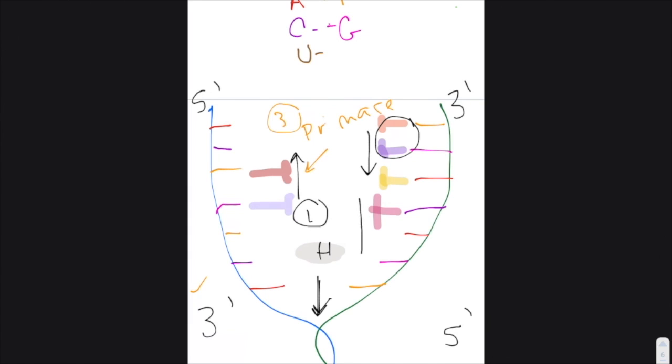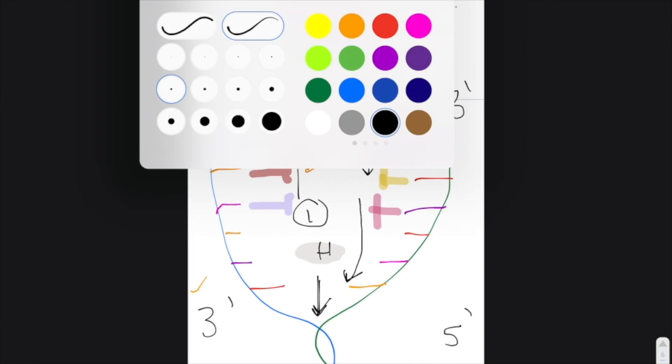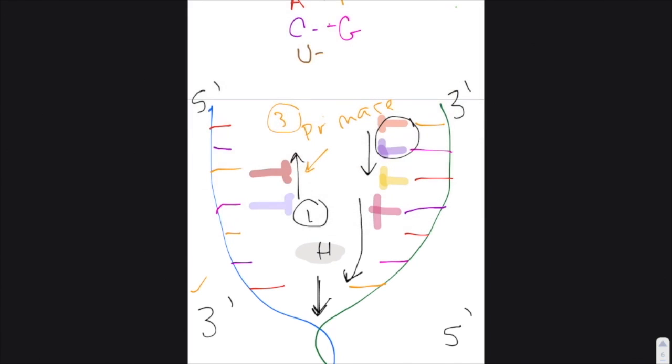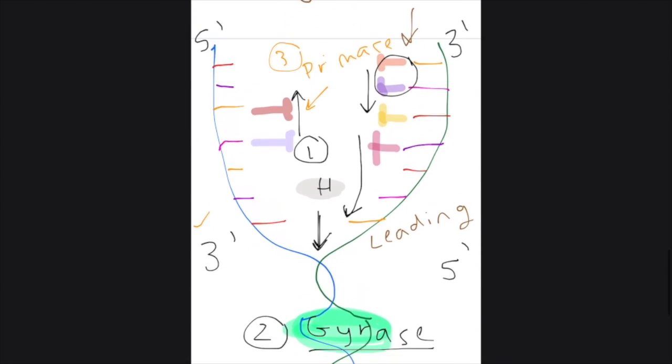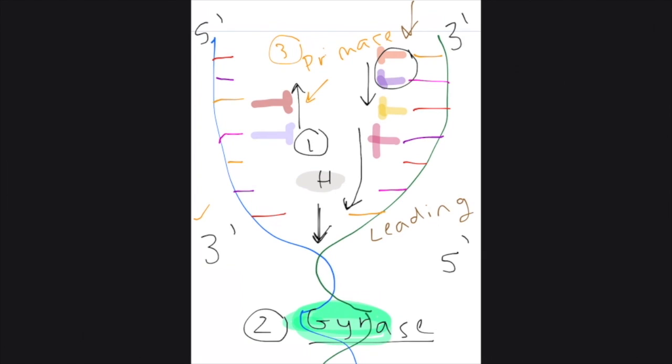So this strand, the daughter strand, is moving in the same direction as helicase is unzipping the DNA. This would be called the leading strand because it's going to be one continuous strand, following the exact way that helicase is unzipping the DNA. You only need primase to lay down those RNA nucleotides at the beginning, and now DNA polymerase 3 is set for the rest of the way because it had its starting point.